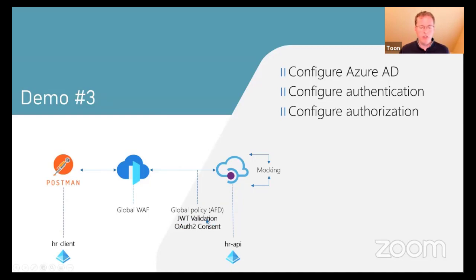We will validate the JWT token of the incoming request, but we will also validate: is a consent given? Is there a consent given by the user, that the user consents that the private data can be accessed by the application? So that's what we will do now in API management. We will use Azure AD, so we will need to create an application registration for our API, and we will need to create an application registration for our cloud clients. In this case, this is just Postman.